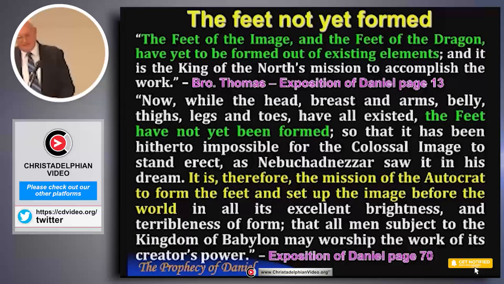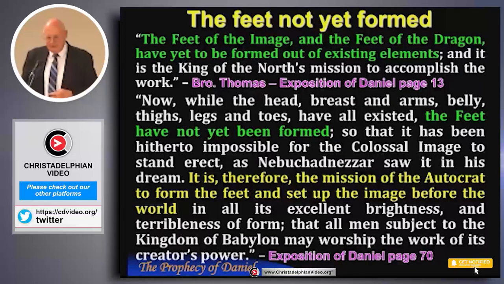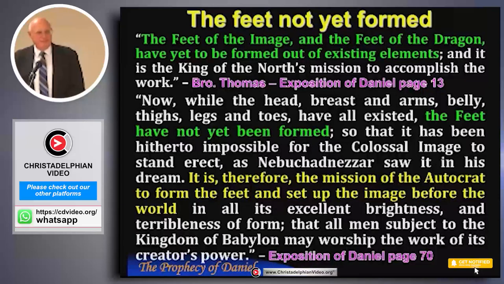But he goes on to say this, so that it has been hitherto impossible for the colossal image to stand erect as Nebuchadnezzar saw it in his dream. It is therefore the mission of the autocrat, that is, the autocrat of all the Russias, to form the feet and set up the image before the world in all its excellent brightness and terribleness of form, that all men subject to the kingdom of Babylon may worship the work of its creator's power.